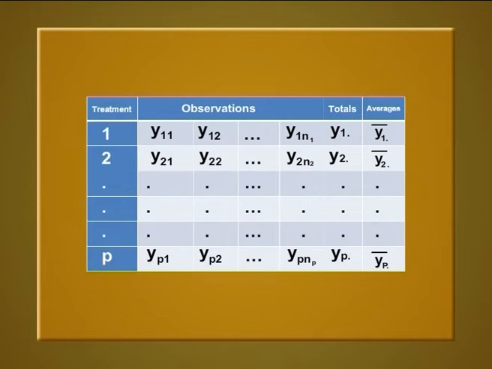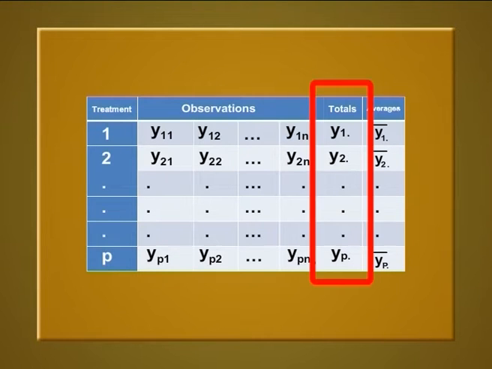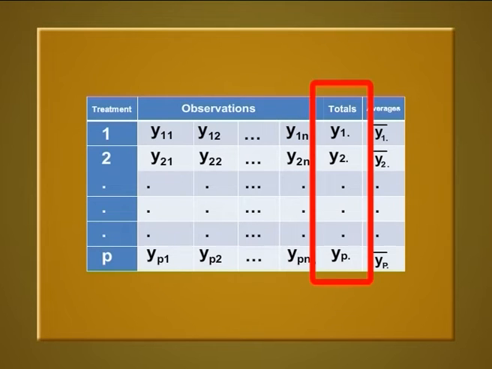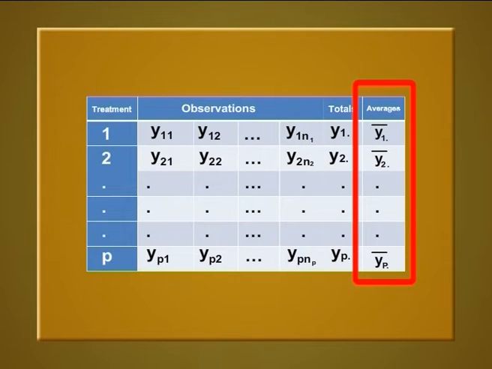The last two columns are the totals of the different treatments, that means y1 dot is the total of treatment 1, y2 dot is the total of treatment 2, etc., yp dot is the total of treatment p. y bar 1 dot is the average of treatment 1, y bar 2 dot the average of treatment 2, etc., y bar p dot is the average of treatment p. Here the statistical analysis is similar to that of one-way classified data.